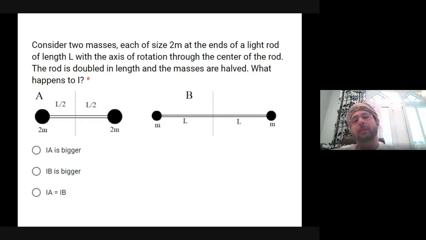Let's think about it. Consider two masses.